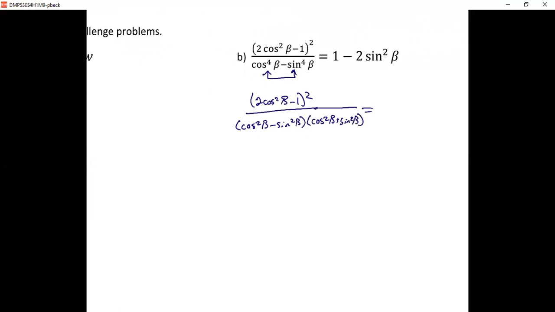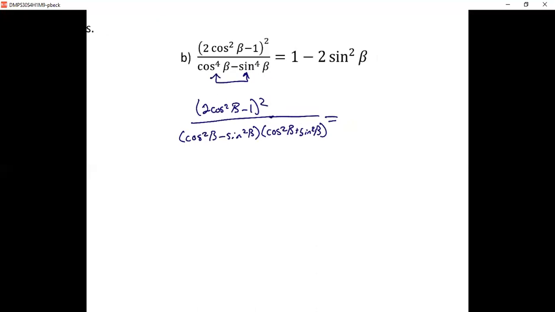Now, does that help me? My thought was that did look like a difference of squares. Great. I do know that this is a Pythagorean identity. Cosine squared plus sine squared does equal 1. So my denominator is now just going to be cosine squared beta minus sine squared beta.